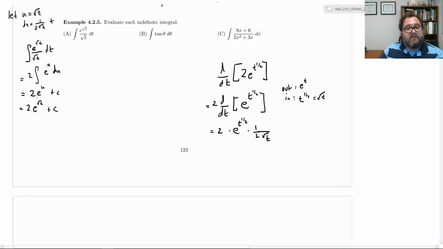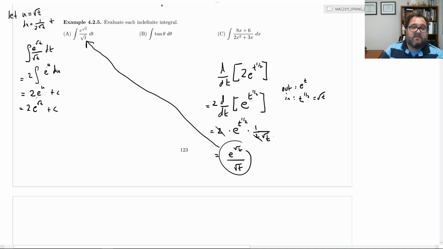And what do we get? The 2's divide out. e to the t to the 1/2, that's e to the square root of t, divided by square root of t, which is exactly what we started with. So yeah, our antiderivative of 2e to the square root of t plus c is indeed correct. Awesome.